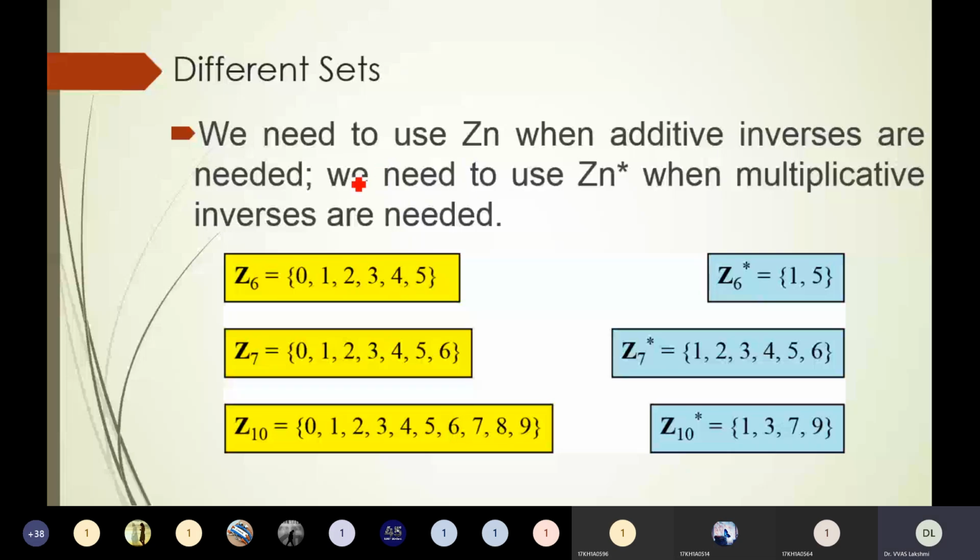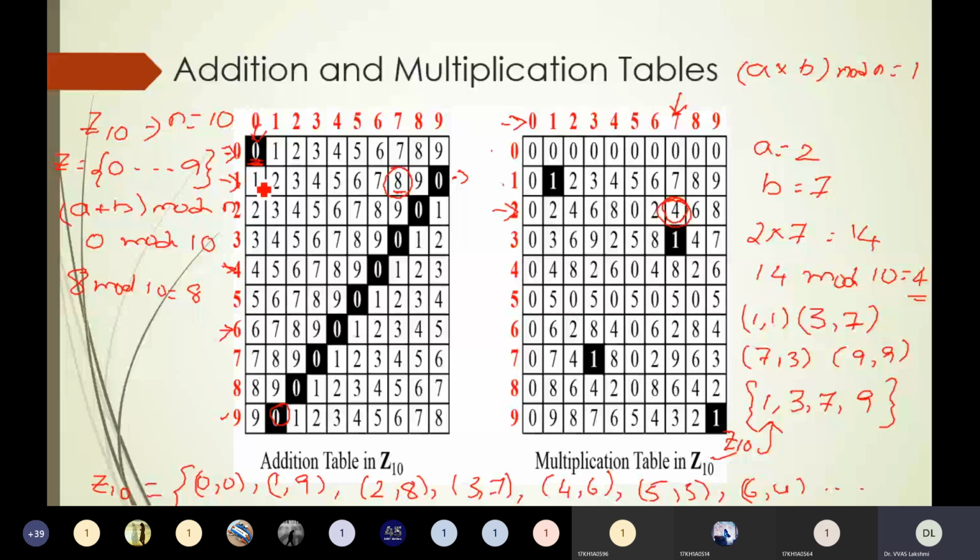Okay. So here there is Zn. Zn indicates additive inverses. Zn star indicates multiplicative inverses. So how do we calculate additive inverse? Here we have already seen Z10 in the previous example. So all the elements, each and every row will have a 0. That's why all the elements are in the additive inverse set.